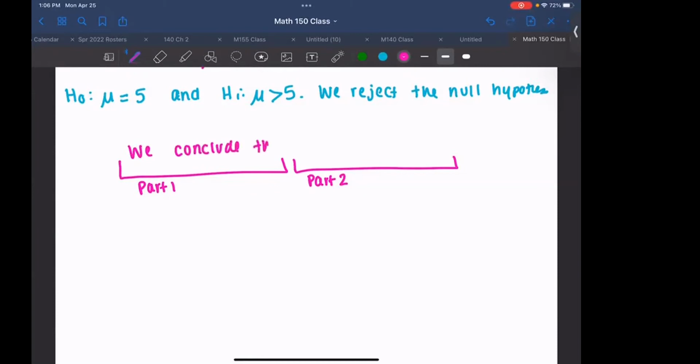I usually say that so it flows a little better. Okay, what is part 2 always going to be? The alternate hypothesis. This doesn't depend on the question. It is always going to be the alternate hypothesis. So H1 is mu is bigger than 5. No matter what the question, it's always going to be the alternate hypothesis.